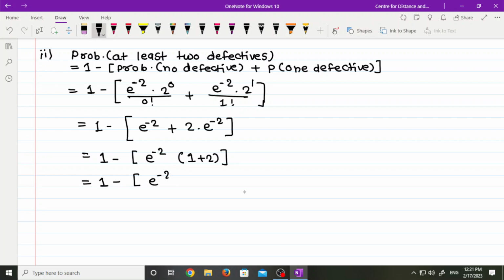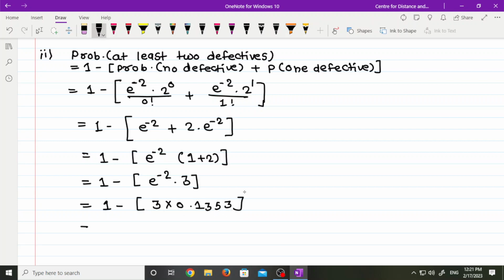then 1 plus 2 is equal to 3. So, here we get e raised to minus 2 into 3, which is equal to, put in the value of e raised to minus 2, which is equal to 0.1353. So, here we get 3 into 0.1353.